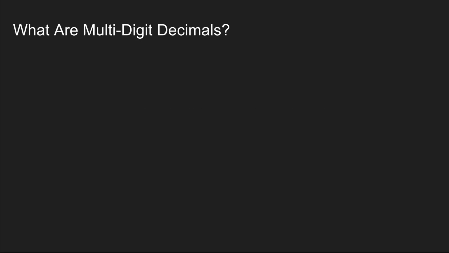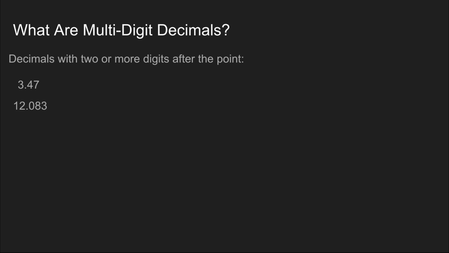So what are multi-digit decimals? These are decimals with 2 or more digits after the point. Some examples would be 3.47, 12.083, and 0.6257. Anything with 5 digits, 6 digits, 8 digits, infinite digits, these are all multi-digit decimals. But things like 1.1 would not be multi-digit decimals because there's only one digit after the point.